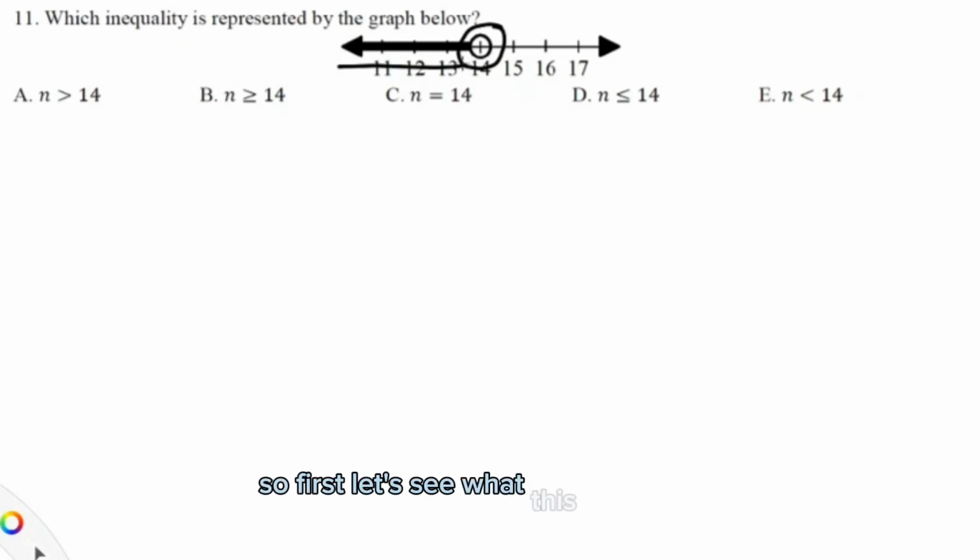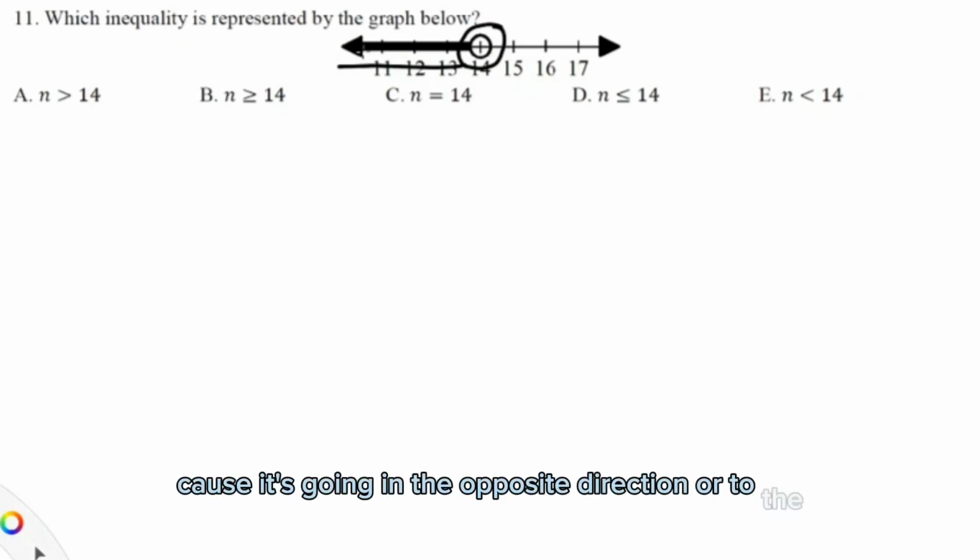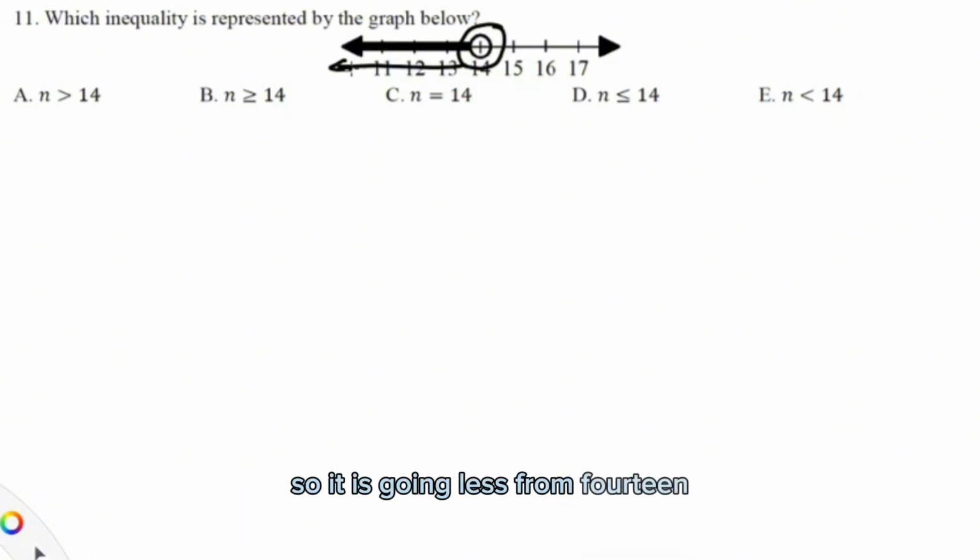So first, let's see what this line means. This line is pointing away from 14, or less than 14, because it's going in the opposite direction, to the left, which means it is going in the negative direction. So it is going less from 14. Using this, we can see which inequality is graphed.